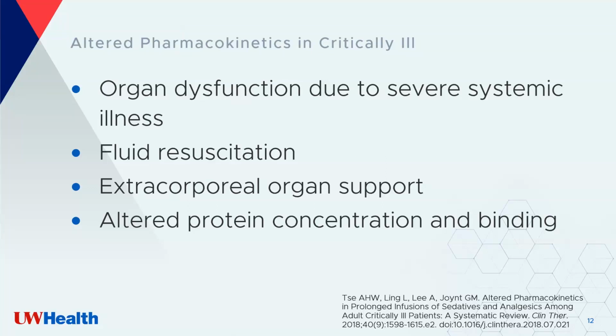Critically ill patients may also have altered protein concentration and binding that does affect our drug clearance. In patients with AKI, they do oftentimes have lower protein binding due to kidney failure or low albumin. So these are just many different pharmacokinetic parameters to also evaluate in our patients to determine appropriate doses for our patients.